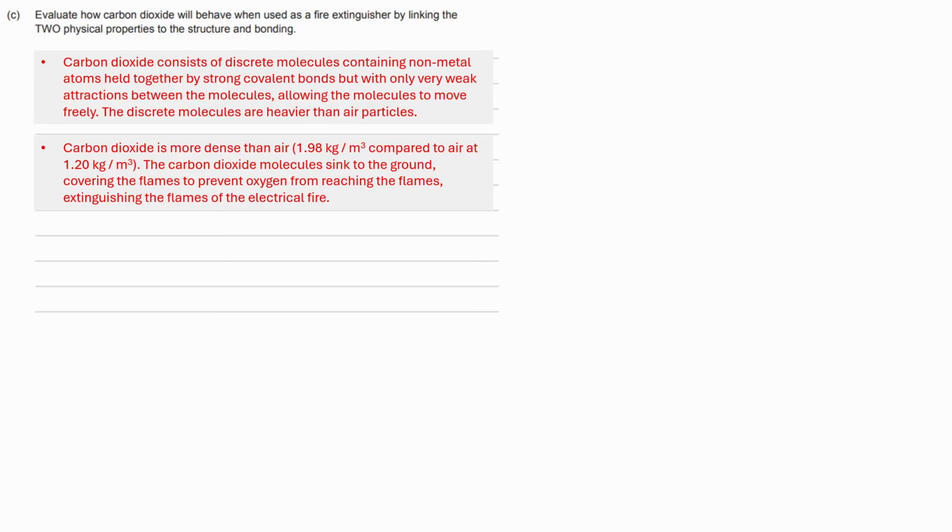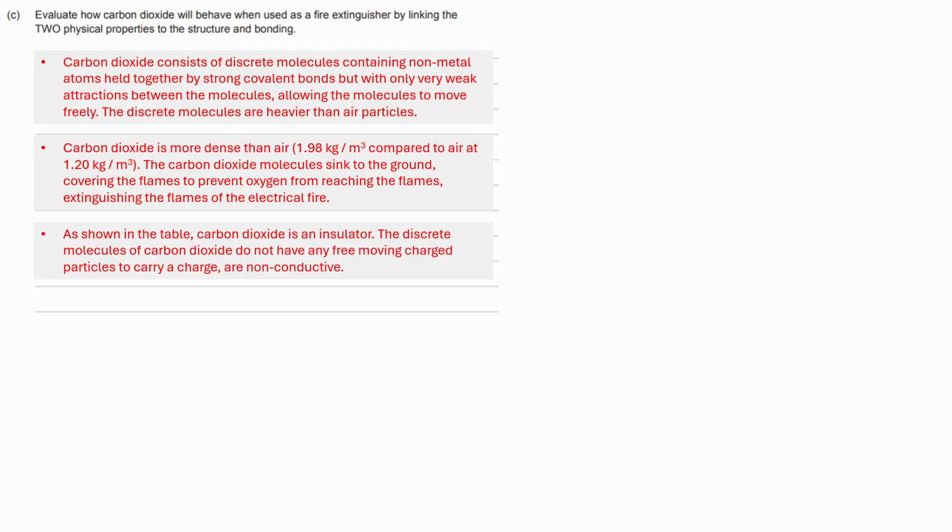So it sinks to the ground and covers the flames to prevent the oxygen. It actually covers the fuel, being whatever is burning. The flames are what we see above the fuel, but the flames is fine here, to extinguish the flames of the electrical fire. As shown in the table, carbon dioxide is an insulator, so that sentence there is a reference to the table. And remember, you're not going to get an excellence without putting the reference to the data.